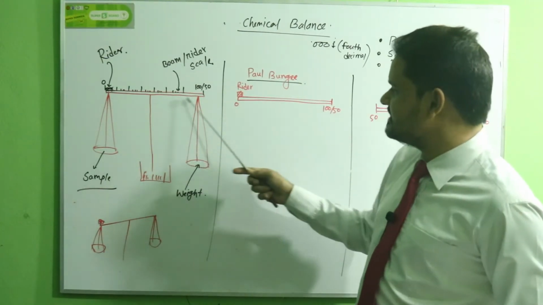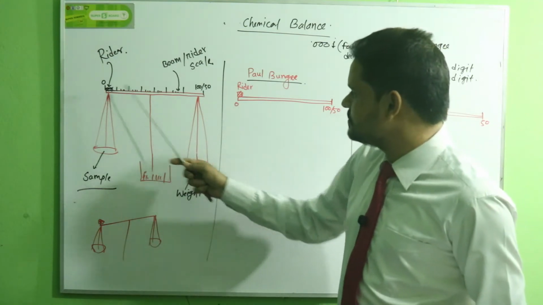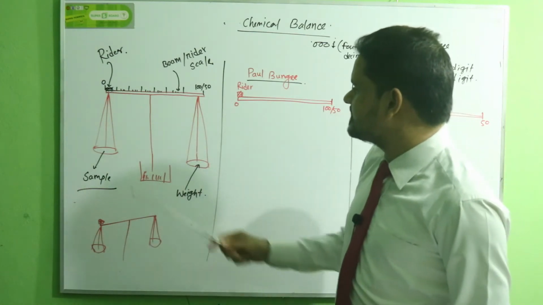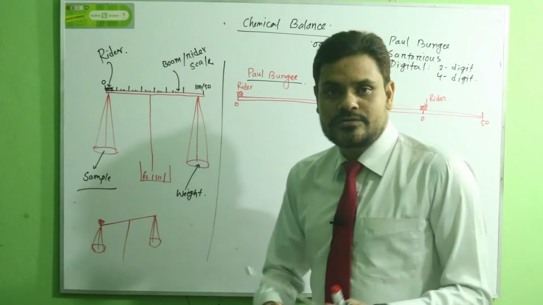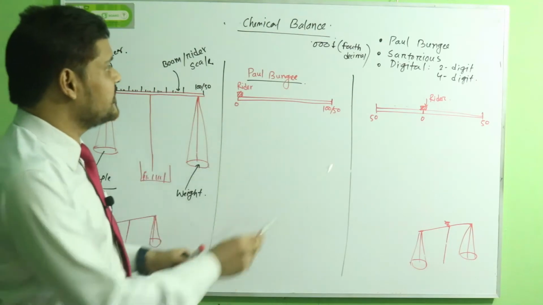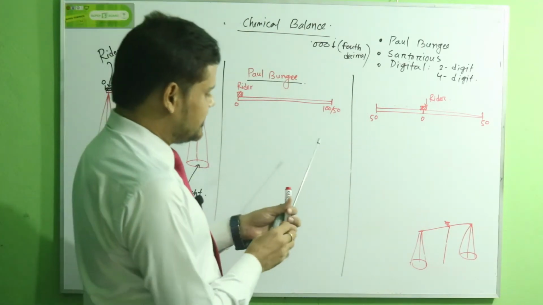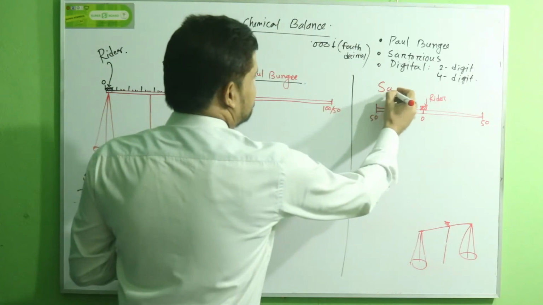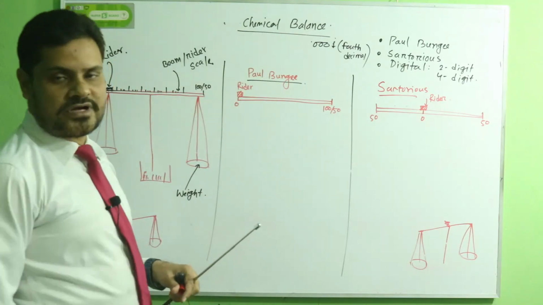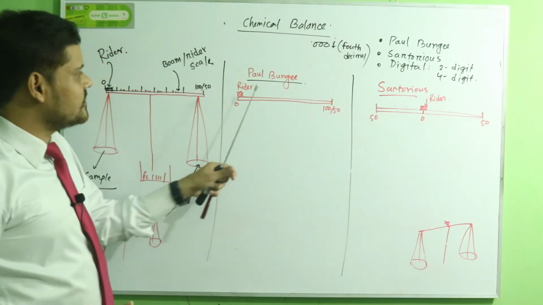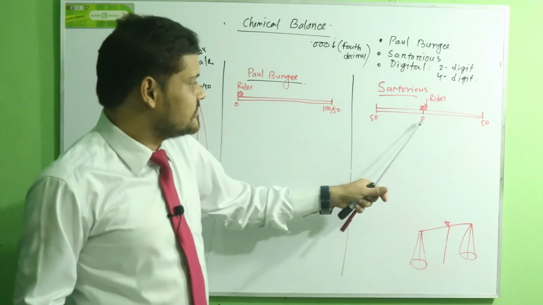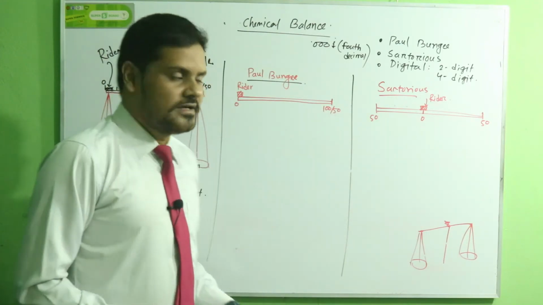This scale has 0 to 100 divisions, and there are two types of scale according to the balance name. I mean, one is the Paul-Bunge balance and another is the Sartorius balance. If the 0 point is at the left end, then it is the Paul-Bunge balance. If the 0 point of the beam, I mean the rider scale, is in the middle position, then it is the Sartorius balance.